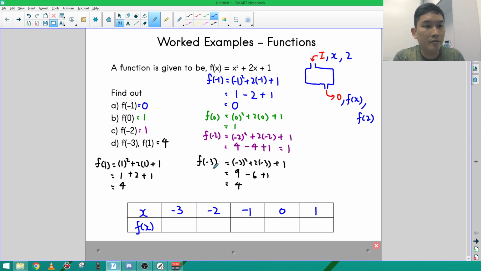For -3, f of -3 gives us 4. F of -2 gives us 1. And then f of -1 gives us 0. F of 0 gives us 1. And f of 1 gives us 4. Okay, and what you see here, if you look at the outputs, there's some kind of symmetry going on, right? On the outer pair of outputs, you have 4 and 4 here. And as we move inwards, you see 1 and 1 here. And then right at the center, we have 0.